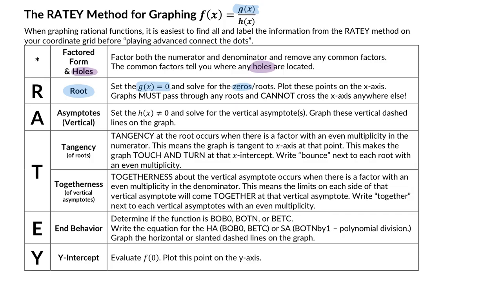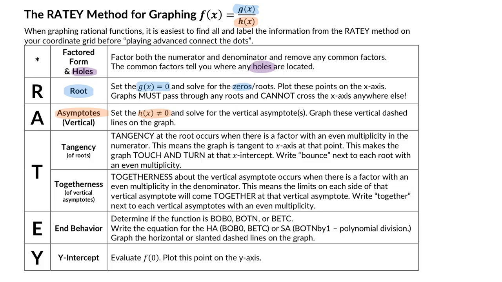The next step is to find the asymptotes. This is the A of the Rady method. We're going to find specifically the vertical asymptotes. You're going to set that denominator, whatever's left that's not a hole, equal to 0 and solve, because you're not allowed to use those numbers. These will be your vertical asymptotes. You will then go on your graph and draw dashed vertical lines every place a vertical asymptote would be.